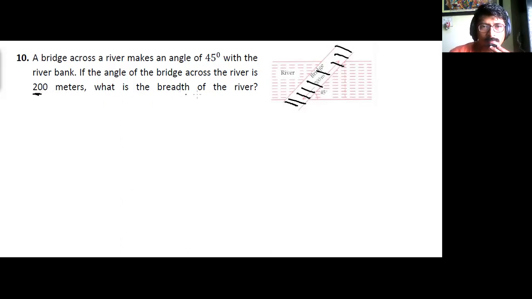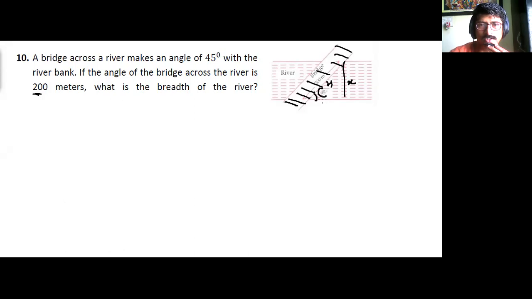What is the breadth of the river? So this breadth is what we are supposed to calculate. Are you getting it? And over here, this angle is given as 45 degrees, isn't it? So this is 45 degrees, it is mentioned over here.